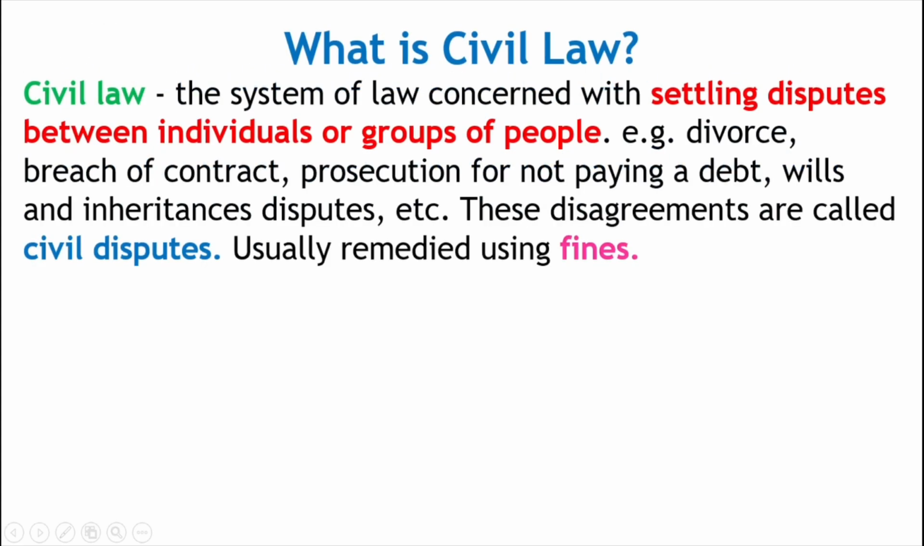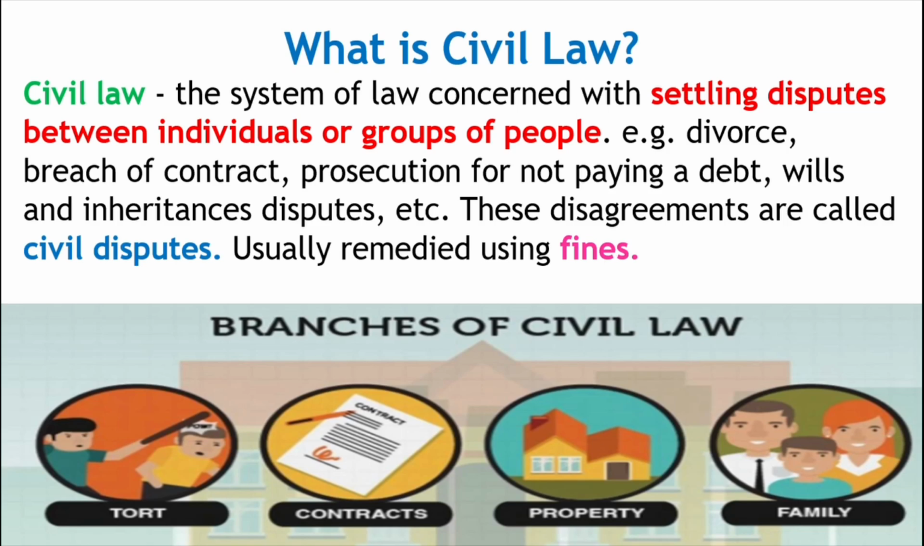What is civil law? Civil law is the system of law concerned with settling disputes between individuals or groups of people, e.g. divorce, breach of contract, prosecution for not paying a debt, wills and inheritances disputes, etc. These disagreements are called civil disputes, and they're usually remedied, as in resolved, using fines. Here's some examples of civil disputes.